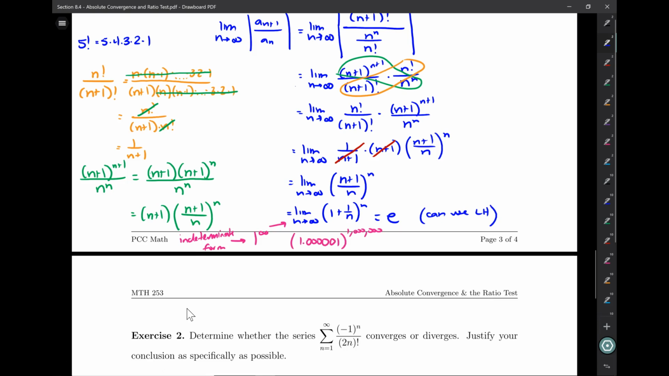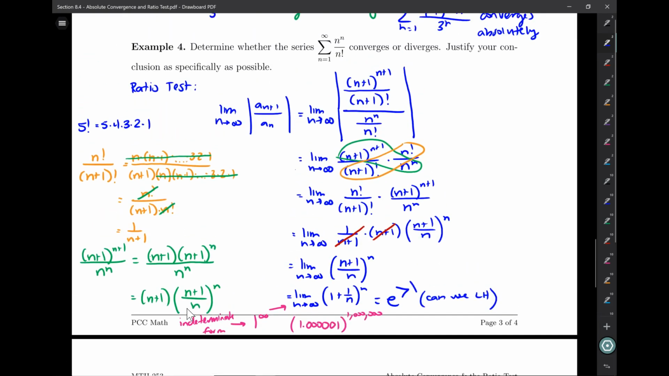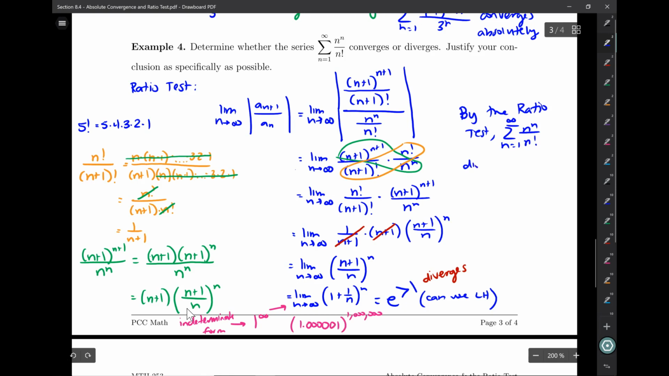Okay, so we get e. What does that mean? Well, the fact that we got e, and e is about 2.718, which is bigger than 1, then by the ratio test, that means that this particular series diverges. So we'd say something like, by the ratio test, this series n to the n over n factorial diverges.